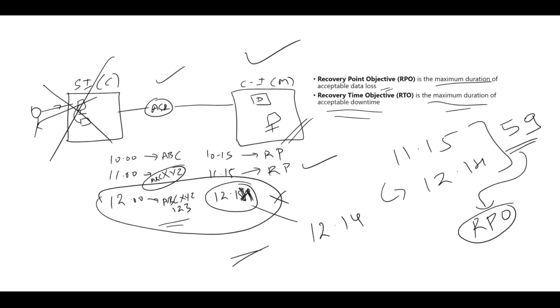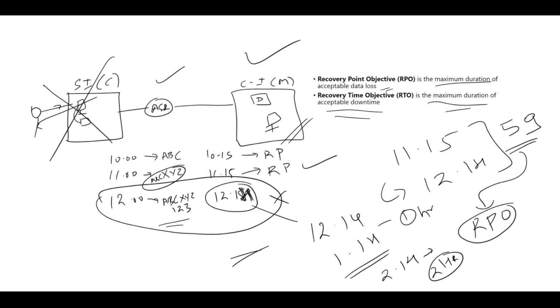For example, let's say you need 1 hour to bring your service up and running, so it is at 1:14. If you bring your DR site up and running then, the RTO will be 1 hour. Let's say it takes more than 1 hour, let's say it is taking 2 hours. For example, at 2:14 your DR site is up and running, then the RTO will be 2 hours.